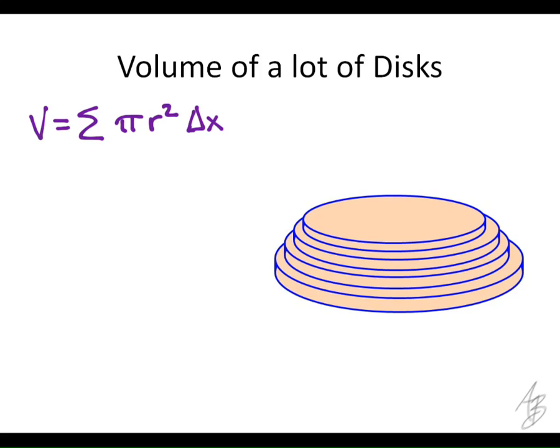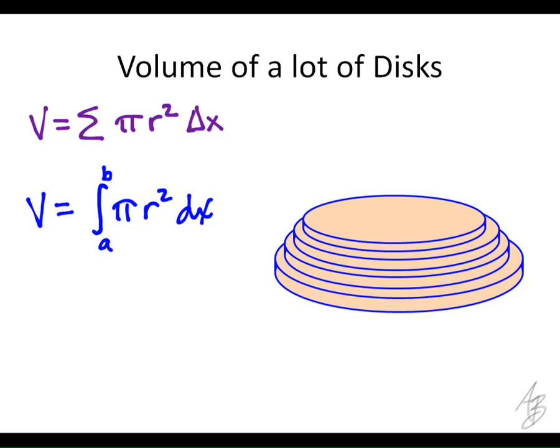So what we're going to do is take this formula, and when we let delta x get really small by increasing the number of disks that we use, this is going to turn into dx, and this volume here is going to become an integral. So the exact volume, not the approximate volume, is going to be the integral of pi times the radius squared with respect to x. And here are limits from a to b. Those are going to be the limits that we're using along the x-axis.